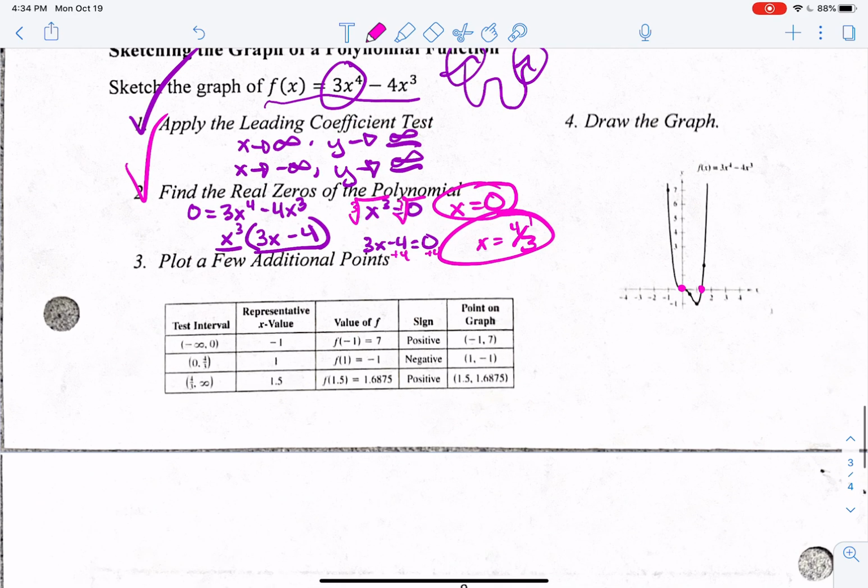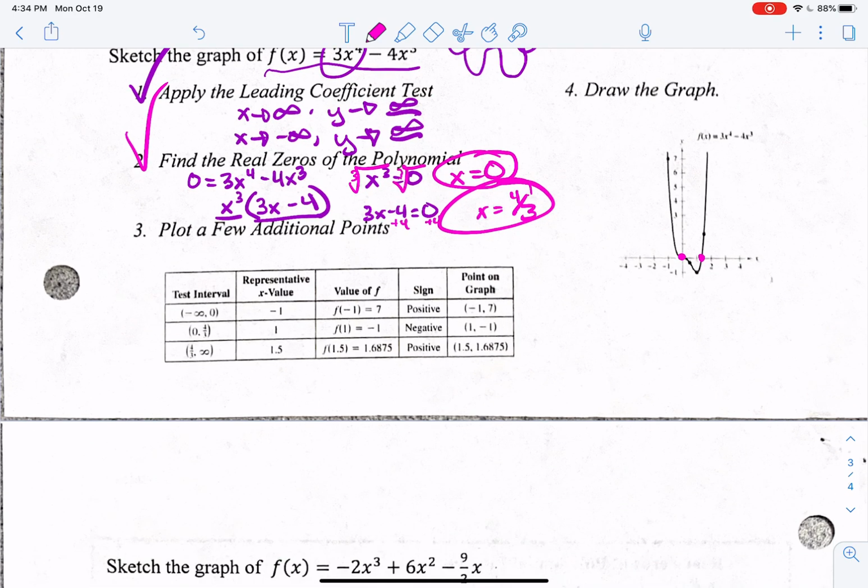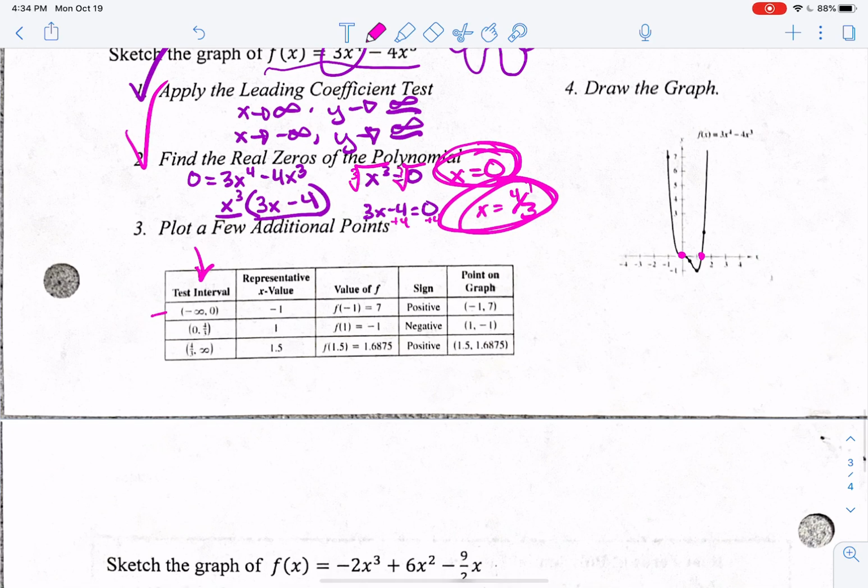And then what we say is we plot a few additional points. So where it says test interval right here, we know that 0 and 4/3 are going to be places where he crosses. So what we're going to do is test the interval from negative infinity until we get to 0, because I want to know what's happening on the left side of 0. And then I want to know what's happening between 0 and 4/3, and then between 4/3 and infinity. So this is on the right side of 4/3.